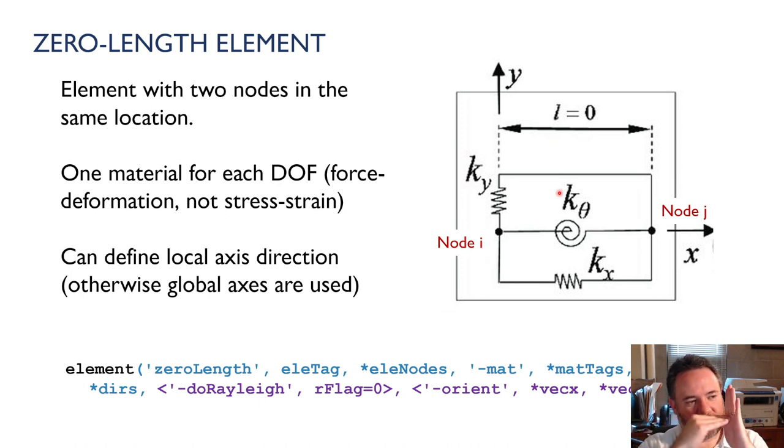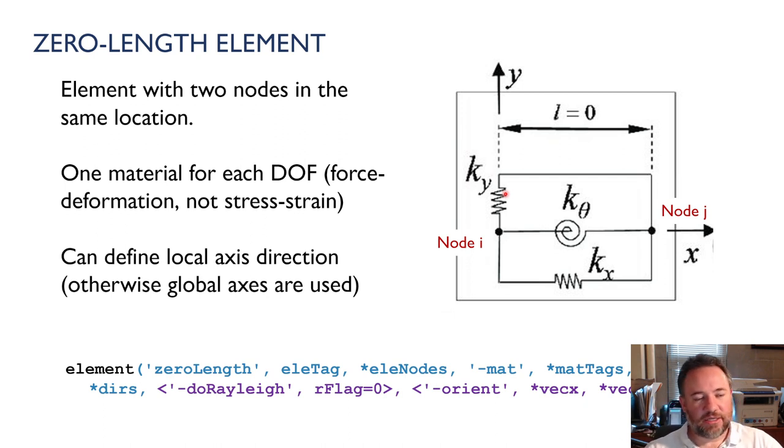If I had that plastic hinge, then for X and Y, I would probably give it a linear material with a high stiffness so that those things are connected fairly rigidly. And then I would give it a rotational material that replicates the behavior of the plastic hinge, for example. By default, the X direction and the Y direction will align with the global X direction and the global Y direction.